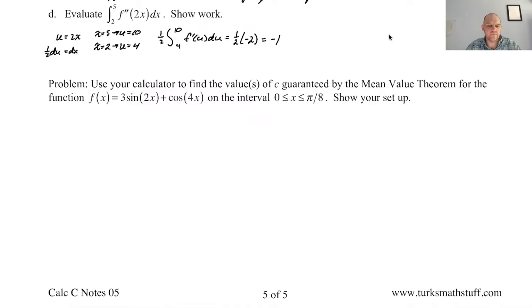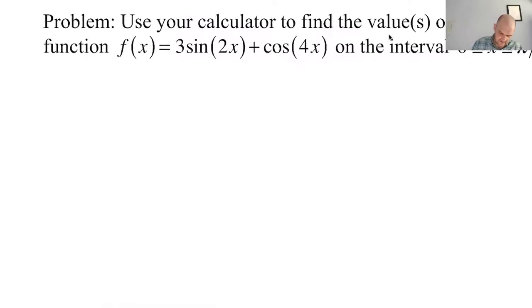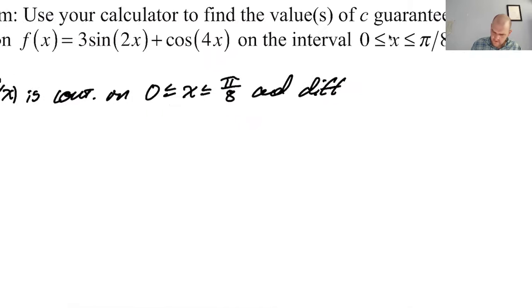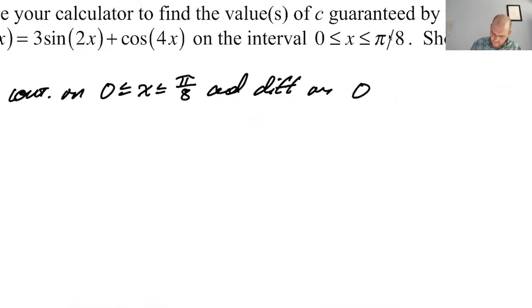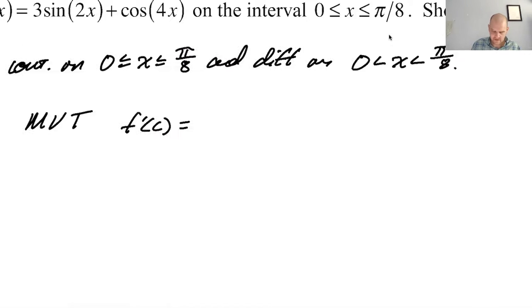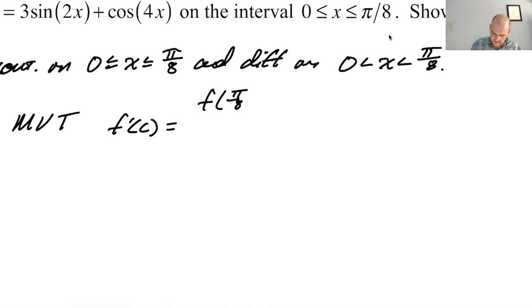Use your calculator to find the value or values of c guaranteed by the mean value theorem for the function f on the interval from 0 to pi over 8. Show your setup. All right, so mean value theorem: I'm going to say that f of x is continuous on the closed interval and differentiable on the open interval, because that's the requirement for the mean value theorem. Therefore, by the mean value theorem, f prime of c, we're going to solve for c, is equal to f of pi over 8 minus f of 0 over pi over 8 minus 0.